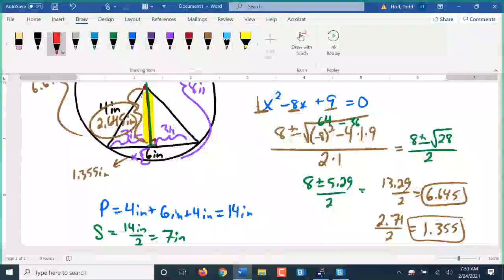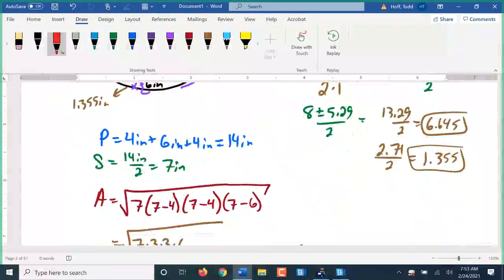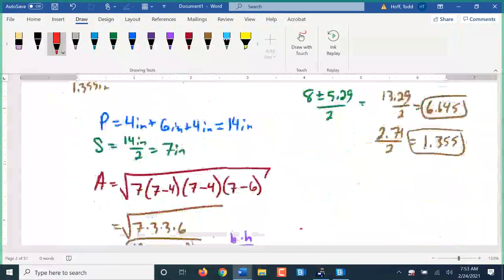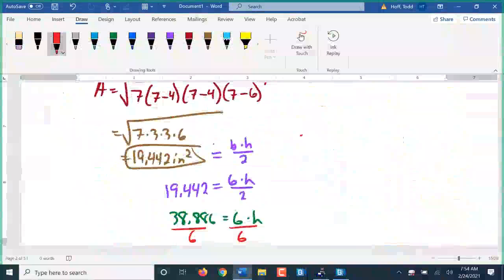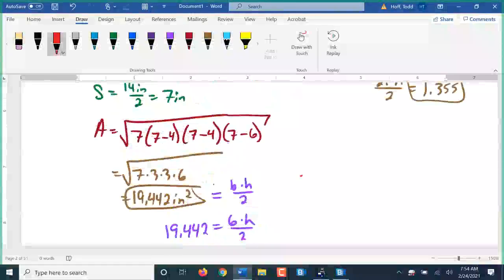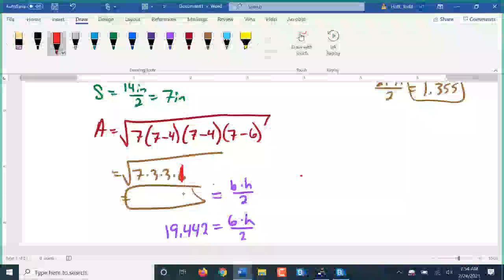It's not adding up really good. That last one is supposed to be a 1 up in the Heron's. That's what it is. That's a 1. Thank you. That makes all the difference in the world.